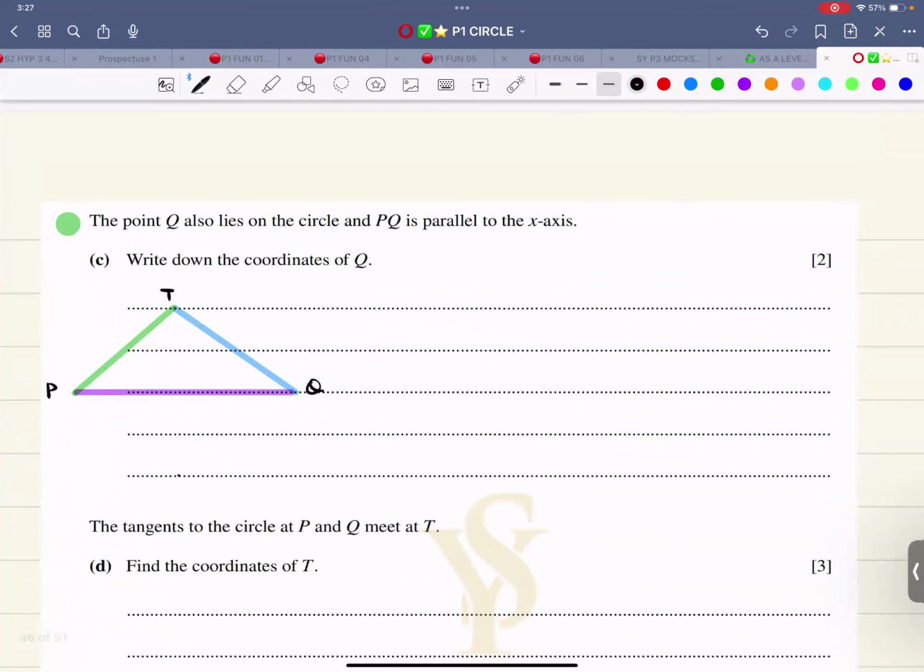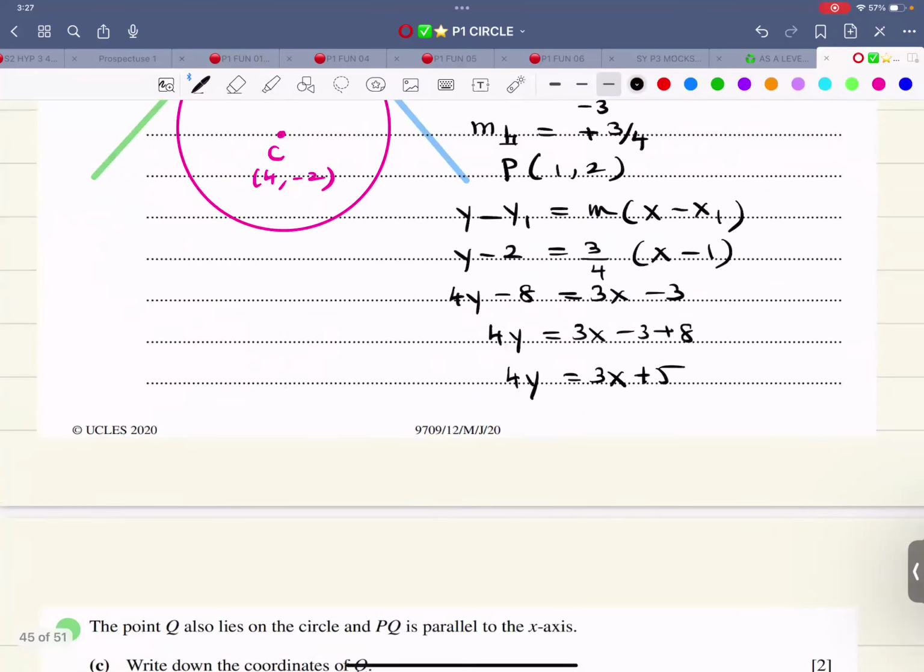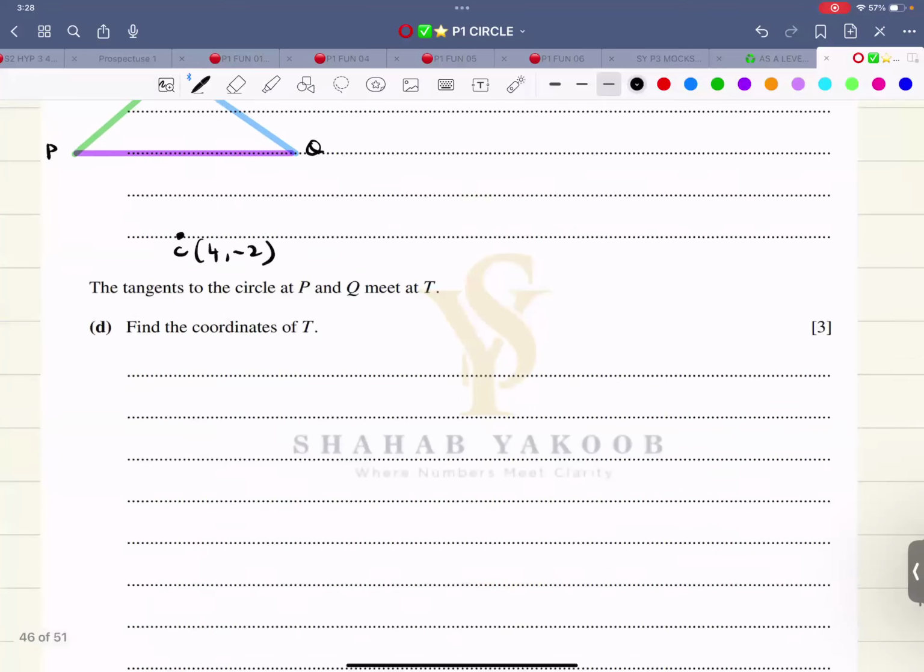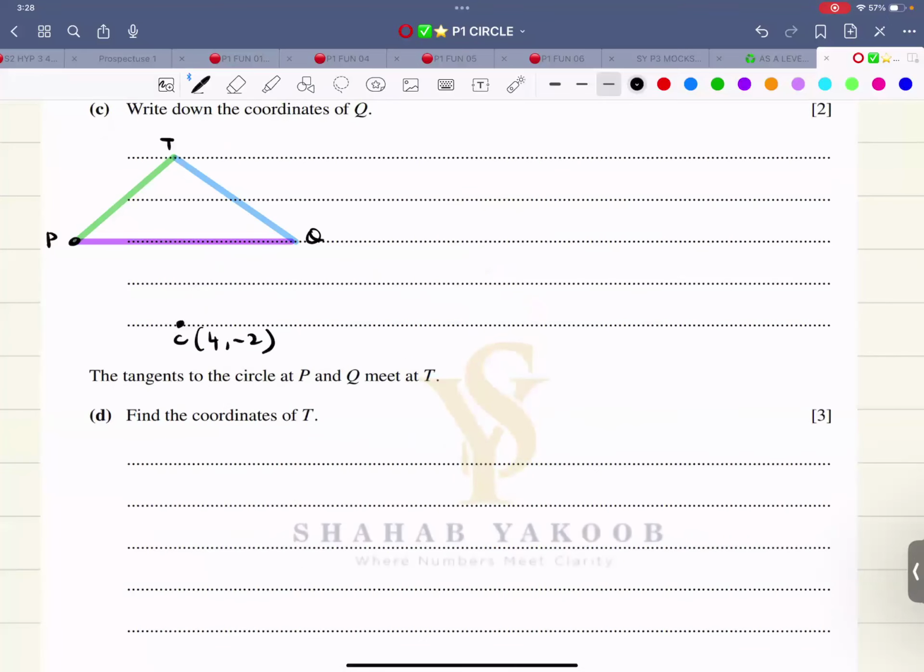And somewhere over here is C. Now the coordinates of C are 3, 1. The coordinate of P is what? 1, 2, 4, minus 2. So 3, 1 must be from the other question. This is 4, minus 2. So this is 4, negative 2. This is 1, 2. This is Q, 2.